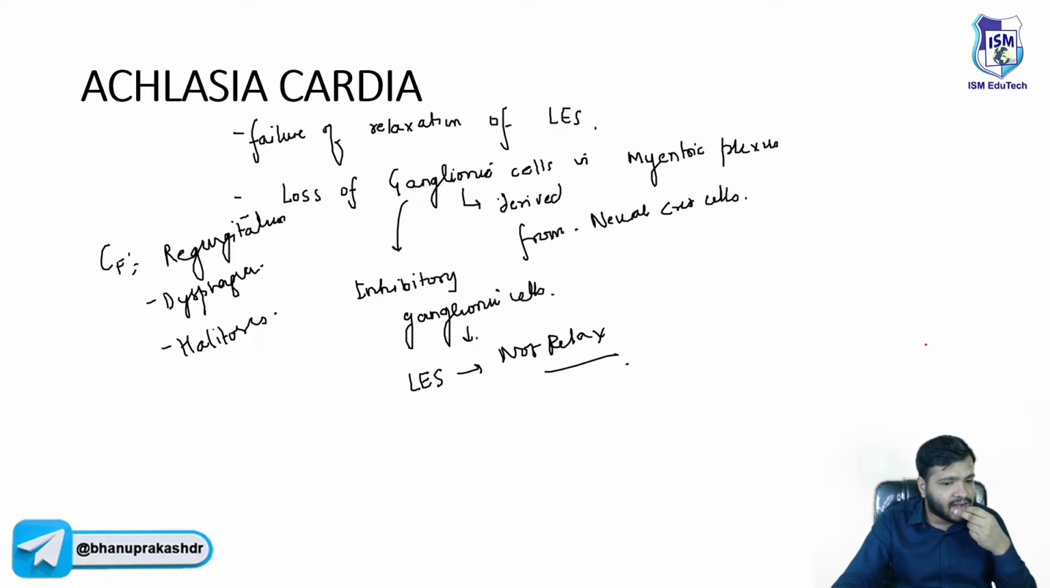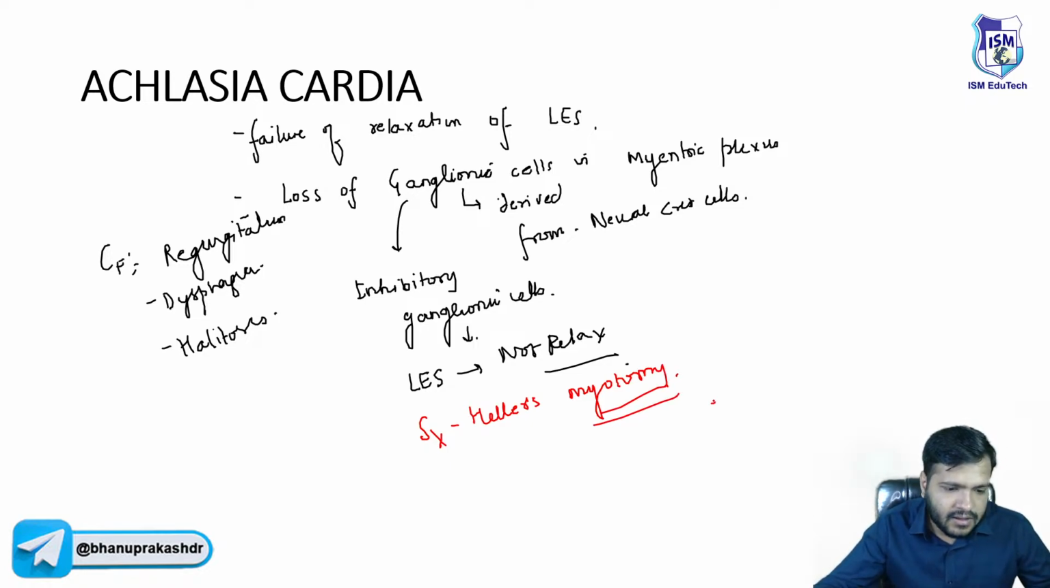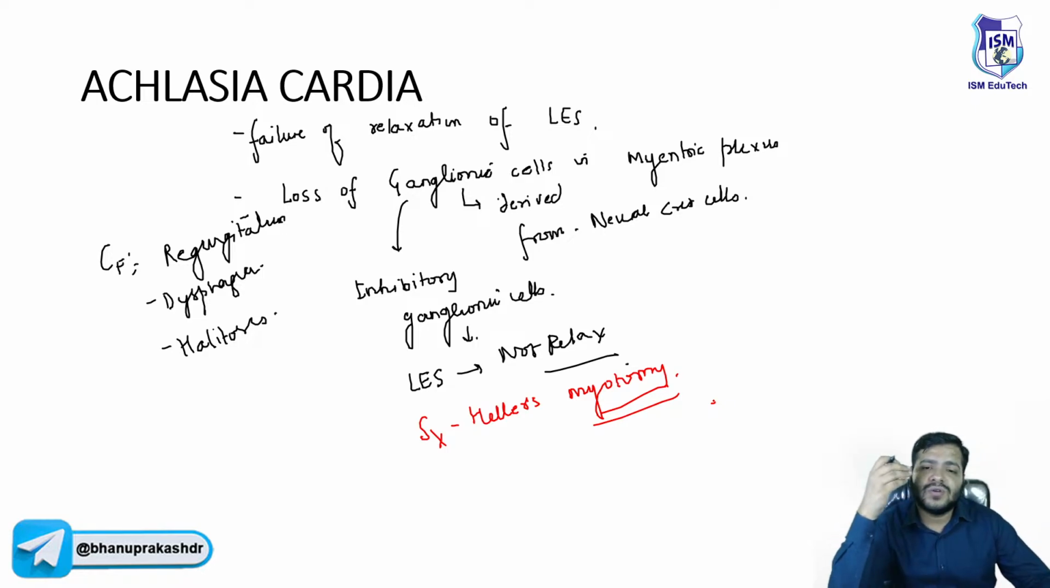Heller's myotomy is the surgery that we can do, which I think has already been mentioned. What we do in Heller's myotomy is cut the muscle: 5 centimeter proximal and 2 centimeter distal to the gastroesophageal junction.